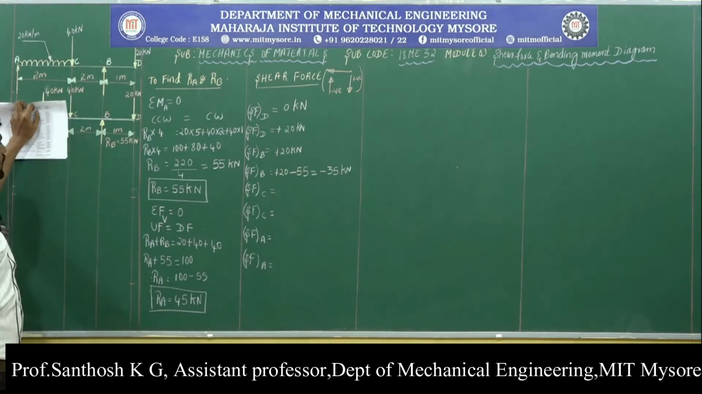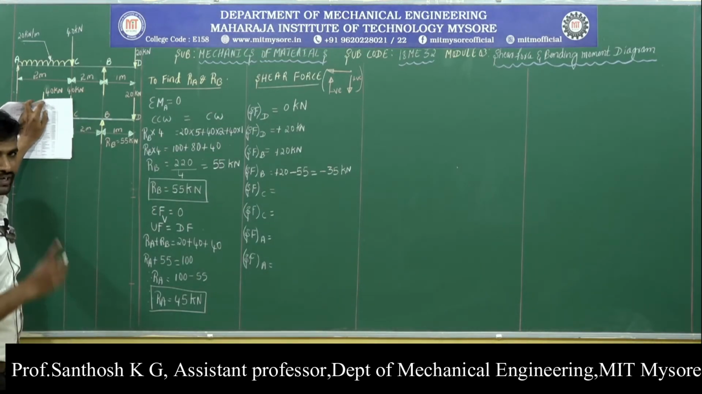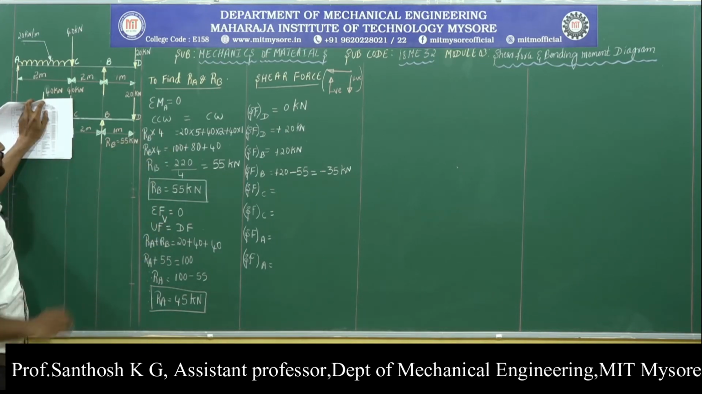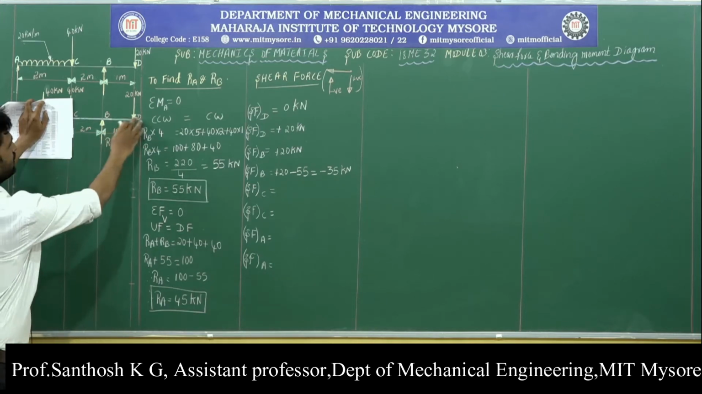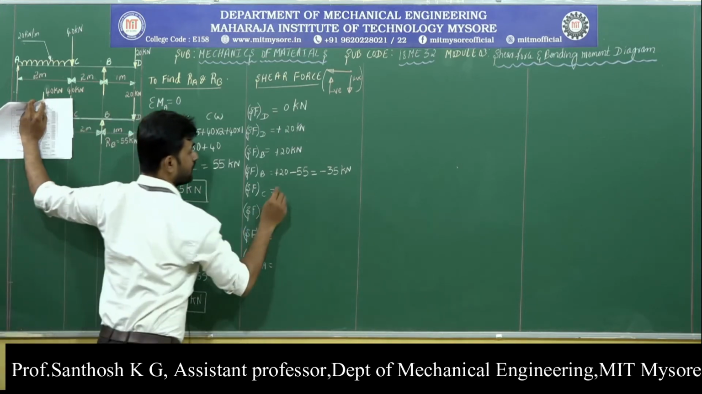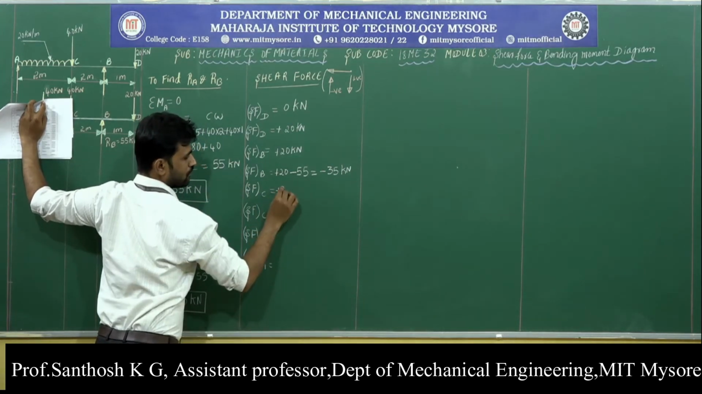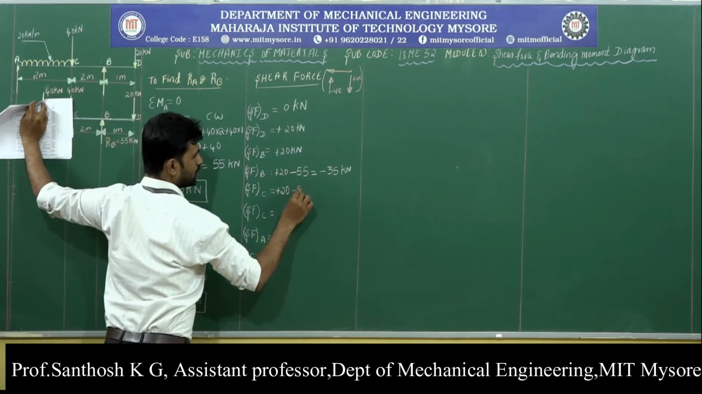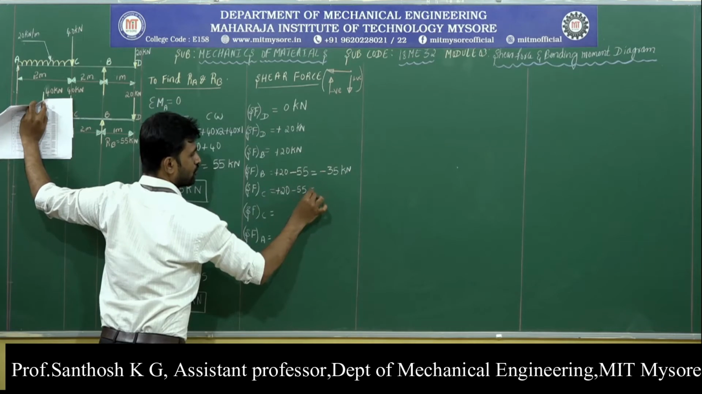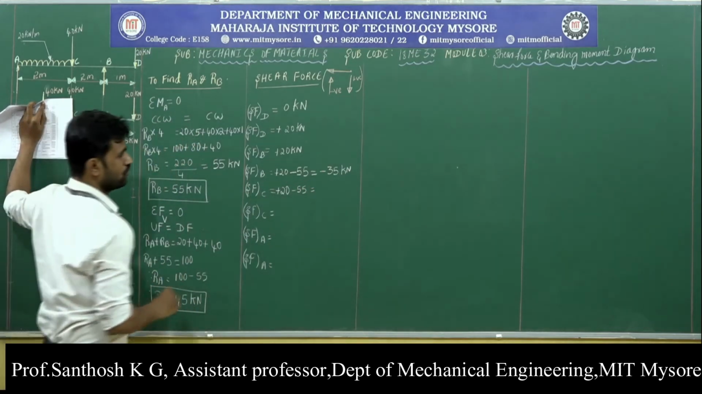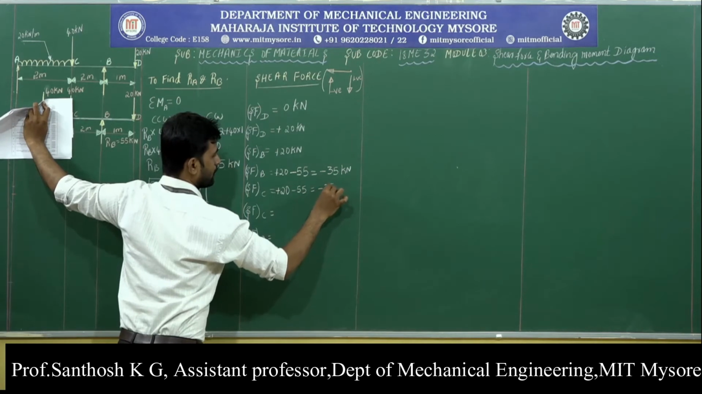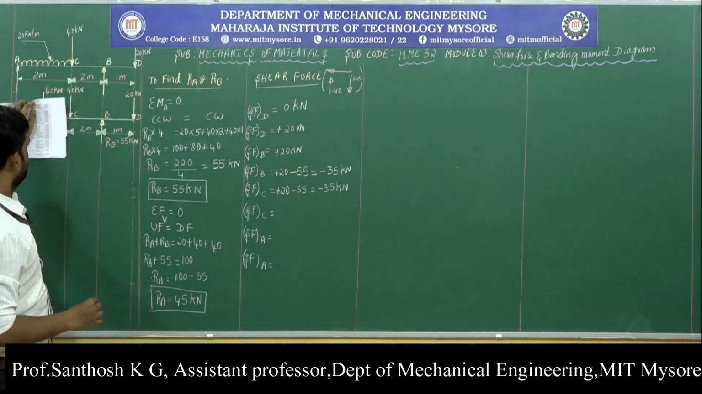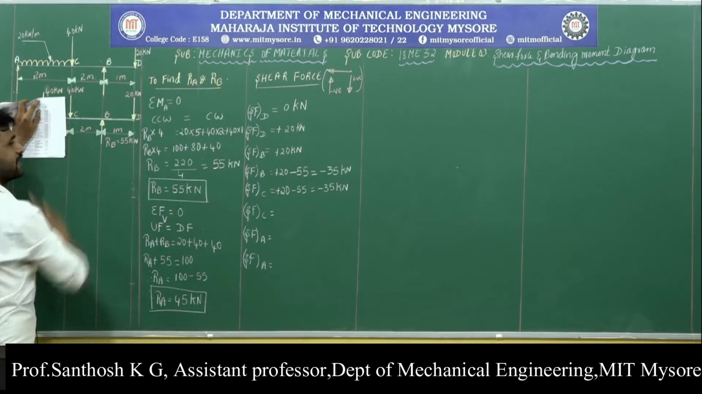The next point we are having is C. Suppose I neglect the shear force acting at point C, and I move from right side up to point C, then we get only two shear forces. One is downward shear force of 20 kilonewton, and another one is upward shear force of 55 kilonewton, and the summation of these two is minus 35 kilonewton. Now, let us include the shear force acting at point C.